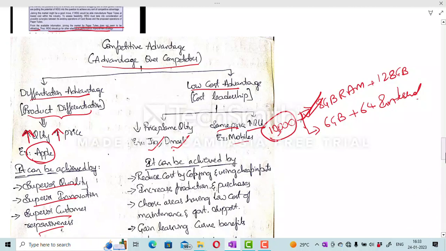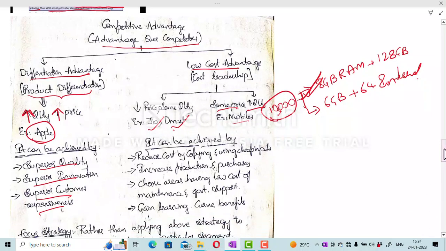So how will we achieve the low cost advantage? By reducing the cost by copying the same formulas like that. Using cheap inputs, we can reduce the cost, increase the production, which will decrease the cost per unit, and if we increase the purchases, we get larger discounts and the cost will be reduced. Choose the areas having low cost of maintenance and government support.